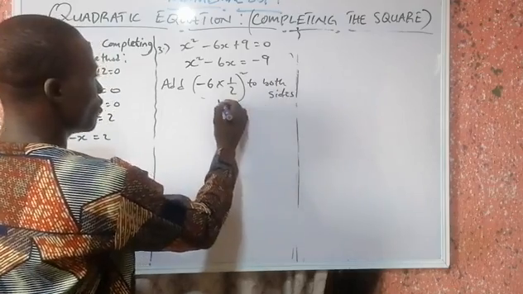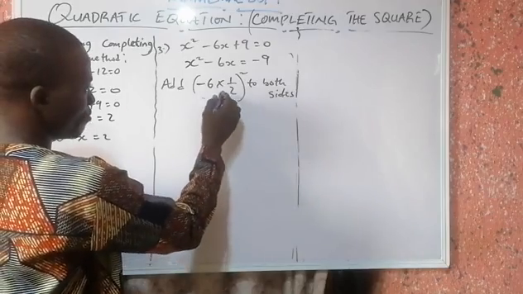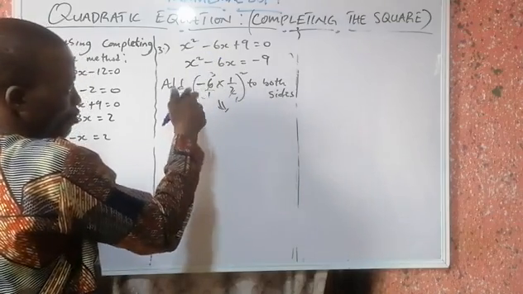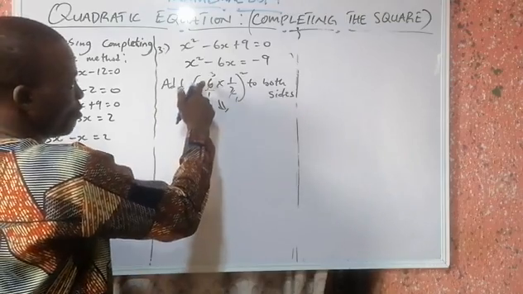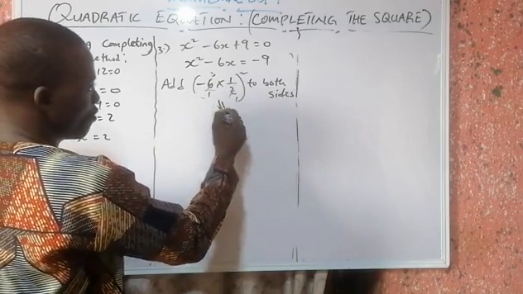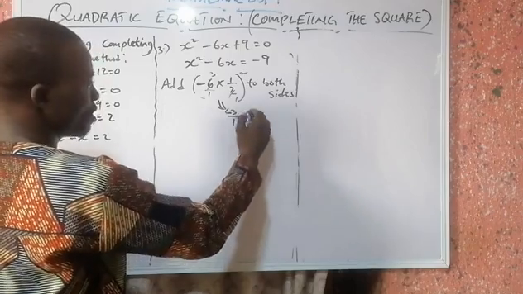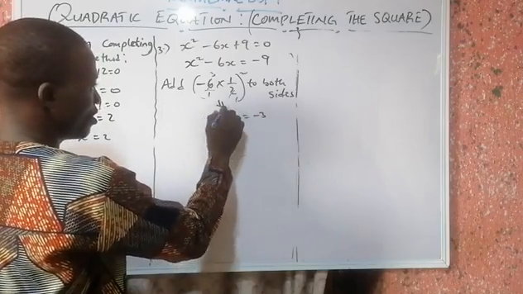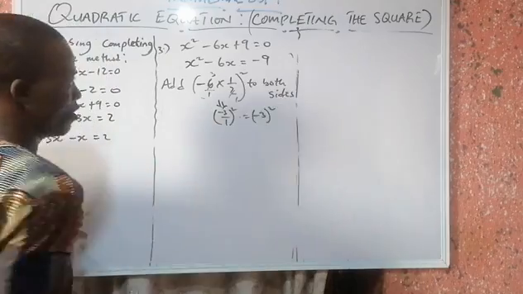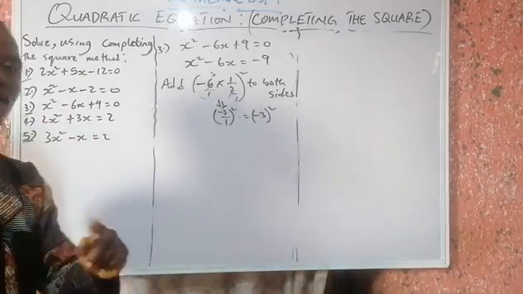So let's see what this will give us. If you put this one over 1 so that it looks like minus 6 over 1, half of it will be minus 3 over 1, and the answer will be minus 3. Let me write it this way. What this will result to is minus 3 over 1 squared, which is eventually minus 3 squared. So eventually it is minus 3 squared that we are adding to both sides.